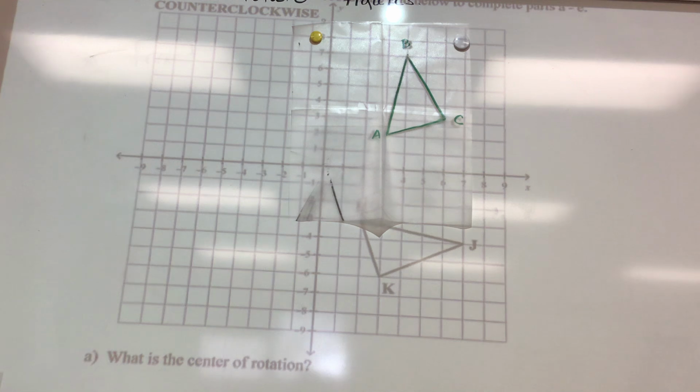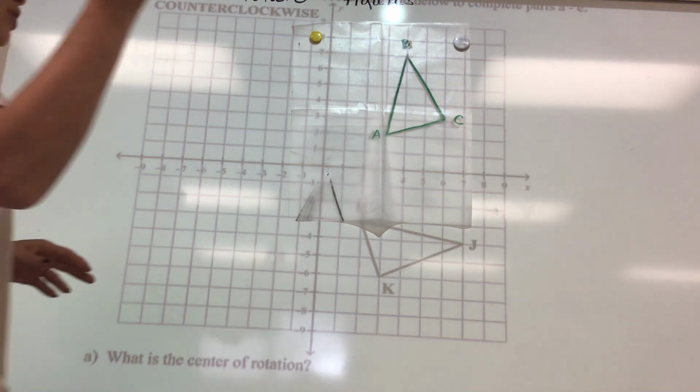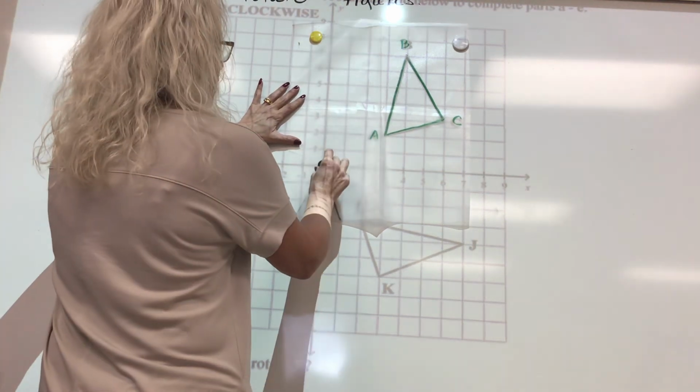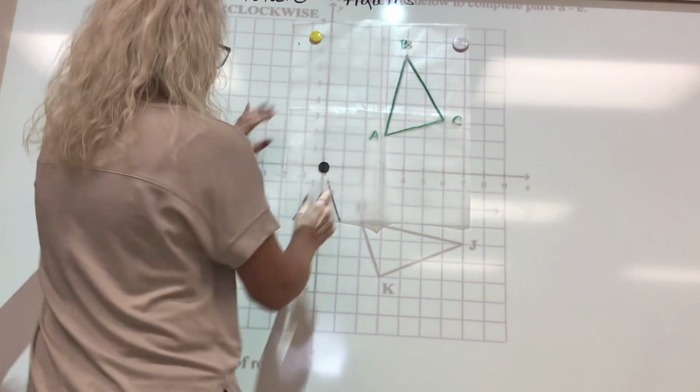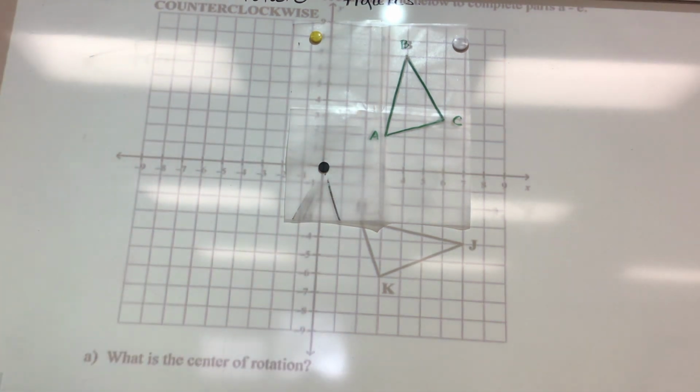So we need to put our finger somewhere so we can spin this paper around. Where do I want to put my finger? On the origin. So I'm going to put it on the origin. And so the center of rotation is the origin, point (0, 0). Make sure you put that in parentheses. Put this down for problem A.